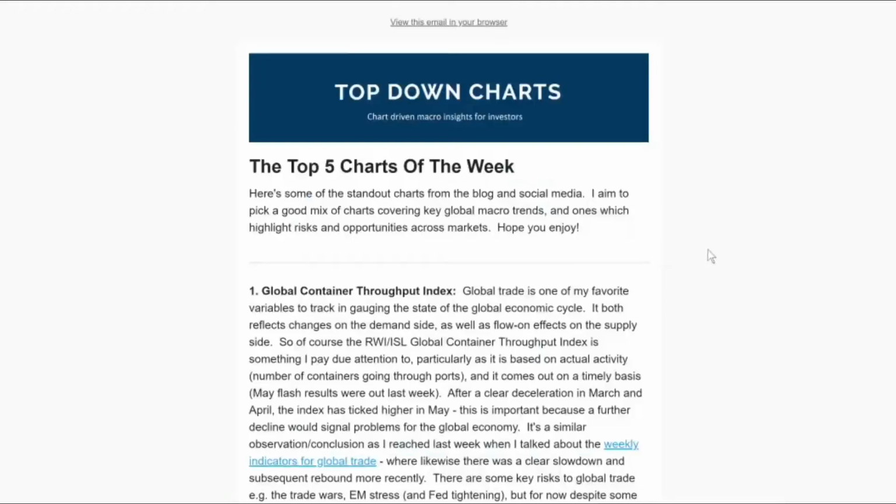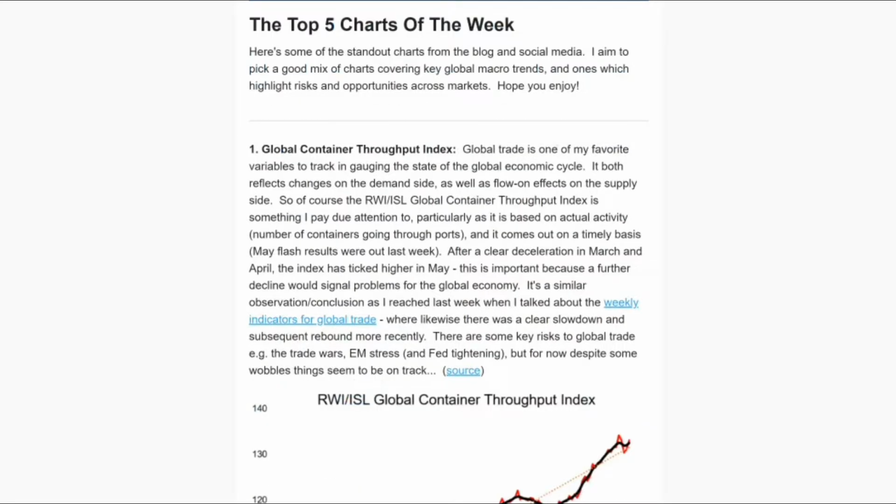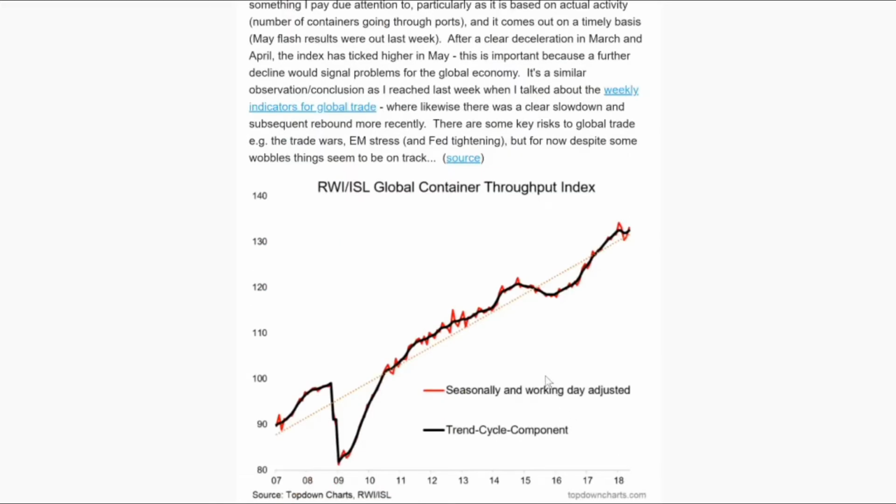Okay, welcome to another run through of the top 5 charts of the week. Starting off this week with number 1, it's the Global Container Throughput Index. It's a rather interesting indicator. It's one of my favorites actually.